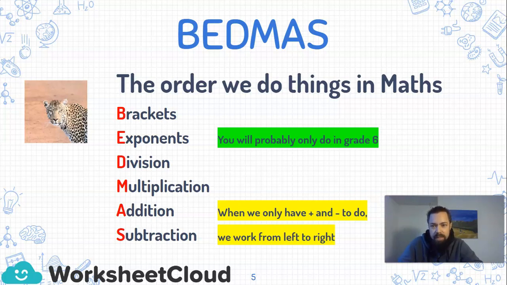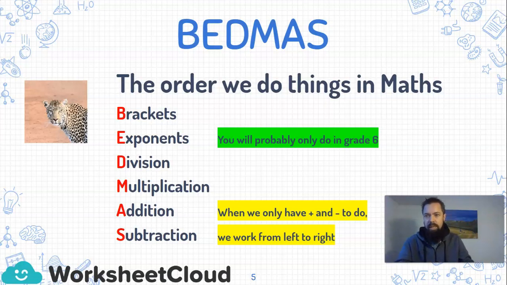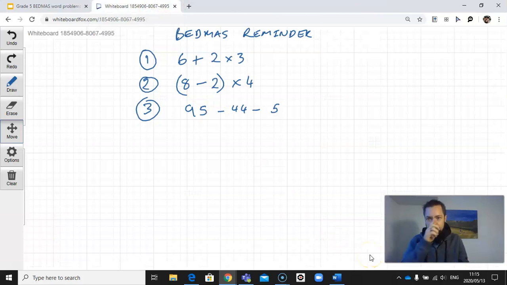B is for brackets, E is for exponents, which you won't probably do until grade 6, so you don't really need to worry. I haven't included any of those. Then division, multiplication, and addition and subtraction. But remembering that when we get to addition and subtraction, then we work from left to right. Okay, let's go to the whiteboard quickly and recap Bedmas just before we get on. So I've just put in 3 problems here for us to go through, just to remind ourselves what Bedmas was and order of operations just before we go on to working out some word problems.